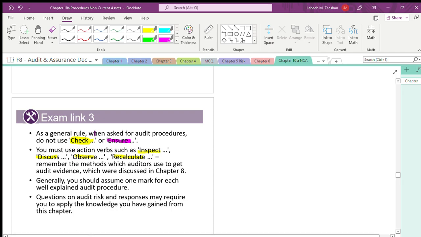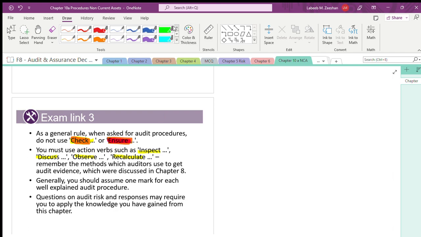You should never use ensure. You should never use check. You should never use ensure. You should never use these things as such. It makes the things very grim.